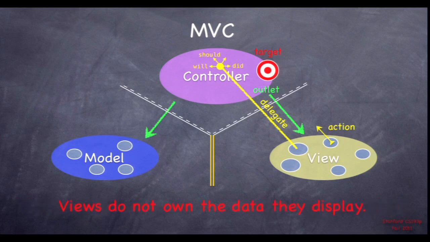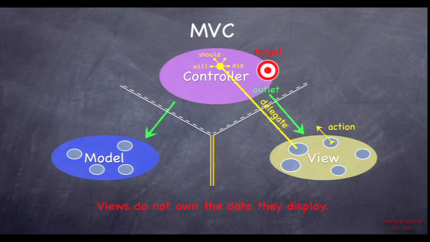Another important thing is that views do not own the data that they display. It is very important to get this in your head. That's why it's flashing red. You need to understand views do not want to own their data. Let's say that the view is a table of information. It just shows a bunch of rows of information. That view does not want to have an instance variable or any kind of storage in it that points to the things in the table.